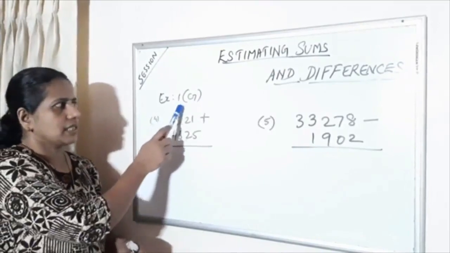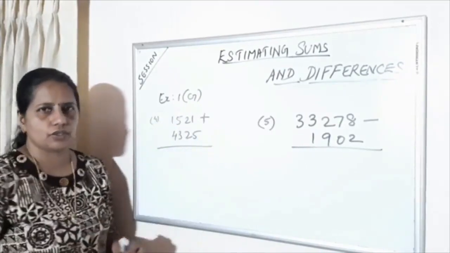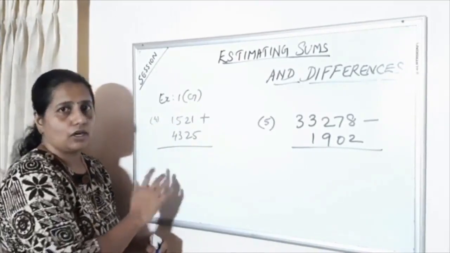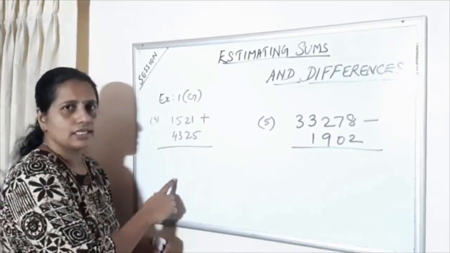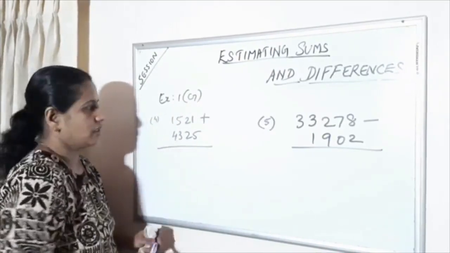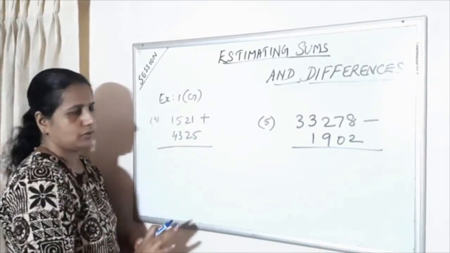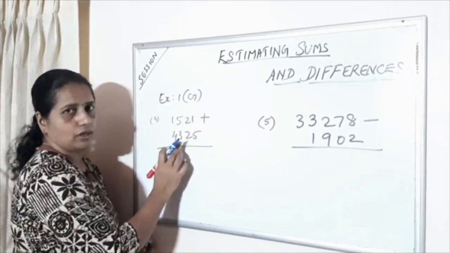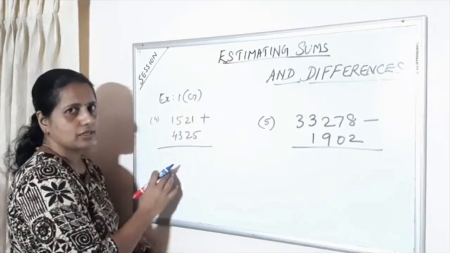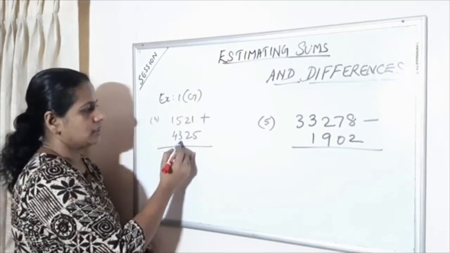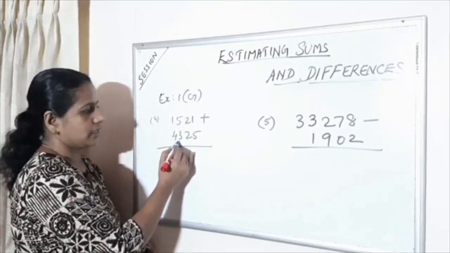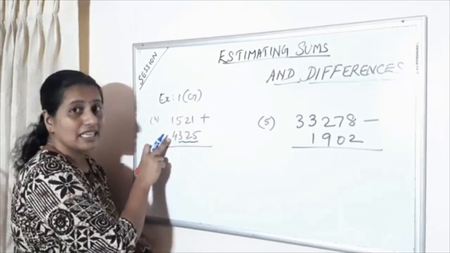Next, this is exercise 1G, 4th question and 5th question. Do all other questions in that exercise yourself. This I will tell how to do. That is 1, 2, 3, 4. Both are the same. So we have to estimate to the nearest highest place value, that is 1000.